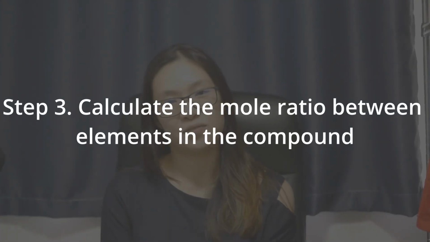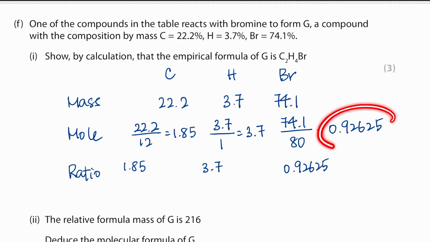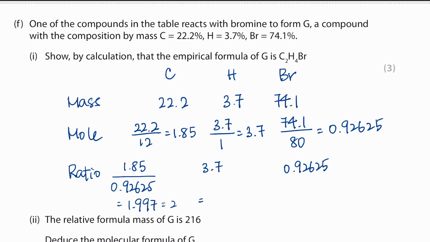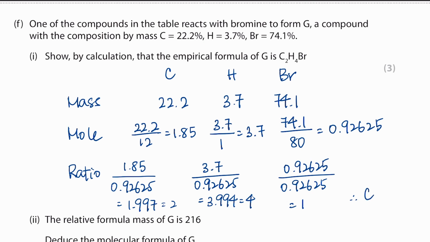Step 3. We need to find the ratio between the elements in the compound. So we will need to take the element with the smallest moles and divide all of the elements by that number. So in this case, bromine has the smallest moles of 0.92625. When we divide all of the others by that, then we get 1.997, which we can round off to 2 for carbon, 3.994 for hydrogen, which we can round off to 4, and 1 for bromine. This means that every molecule contains at least 2 carbons, 4 hydrogens, and 1 bromine atom. So it's safe to say the empirical formula is C2H4Br. And now we've answered the question, so job all done.